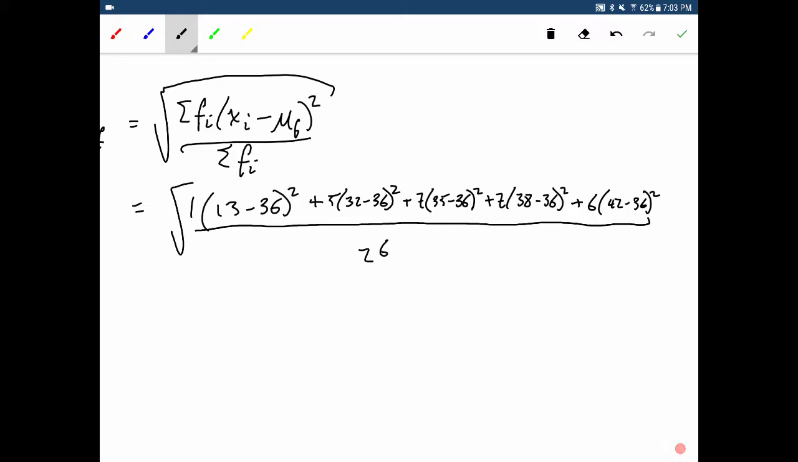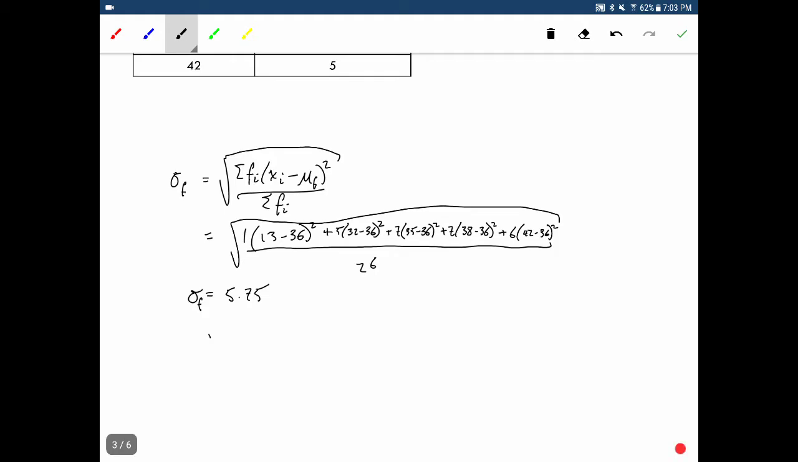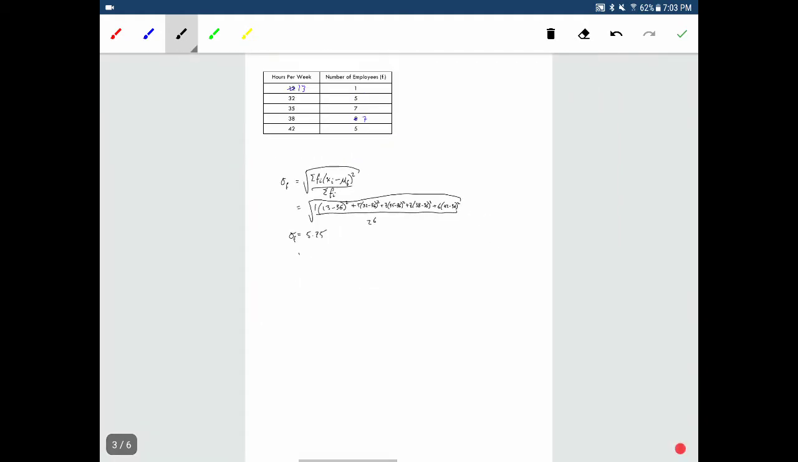And then of course don't forget, and I always forget to write it. I never forget to do it, but I always forget to write it. Make sure you do write your square root for the whole thing. And that is going to work out to 5.75. So we have ourselves a standard deviation of 5.75. And that's it. That's all there is to it.